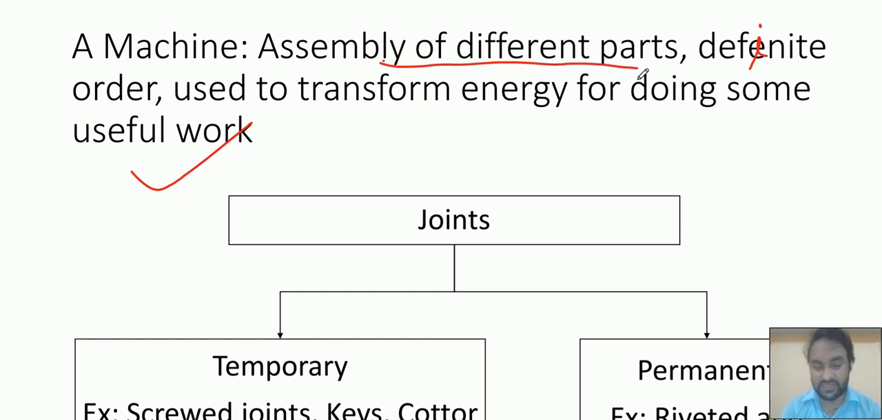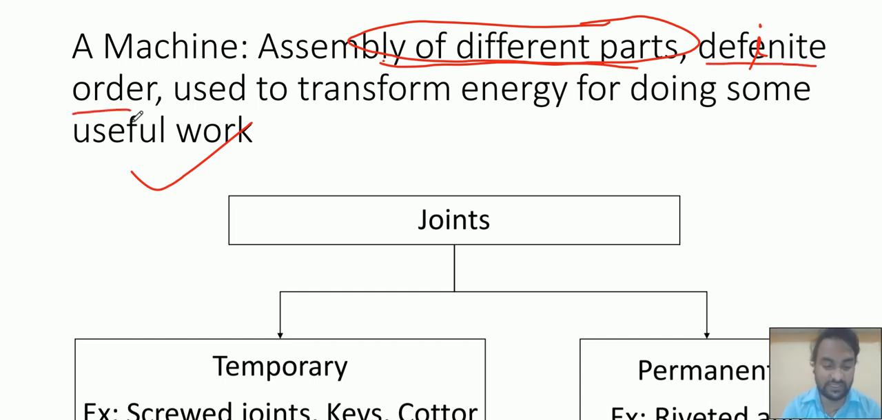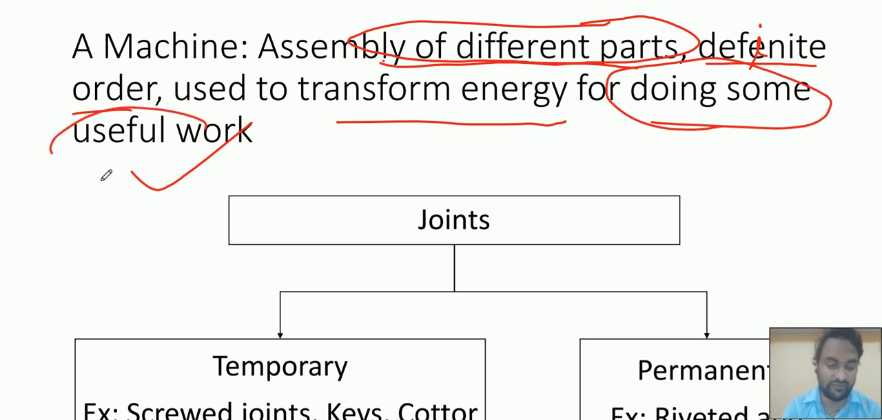A machine is an assembly of different parts. It means there is more than one part, and many times, like in aeroplanes, there are millions of parts. Even millions of screw sets and rivets are there. So they should be fastened in a definite order, that is, a sequence, and that is used to transform some energy for doing some useful work. This is the requirement for the machine.